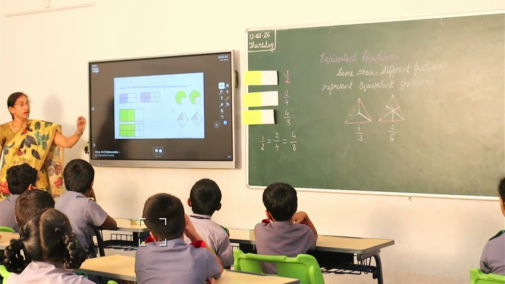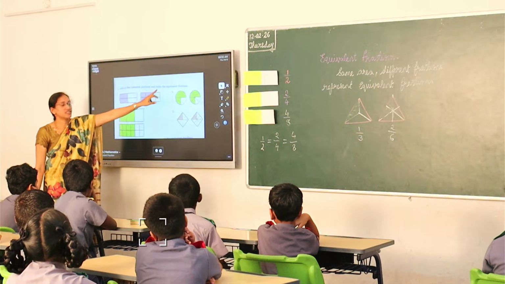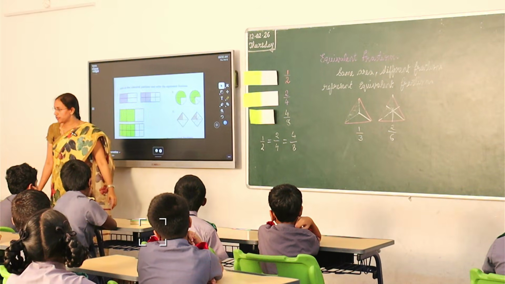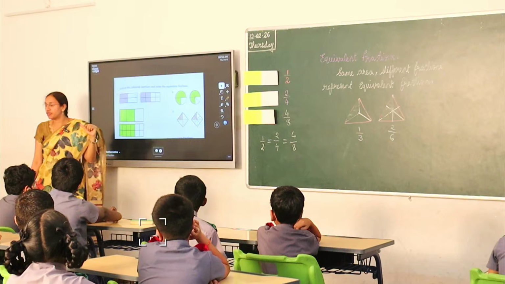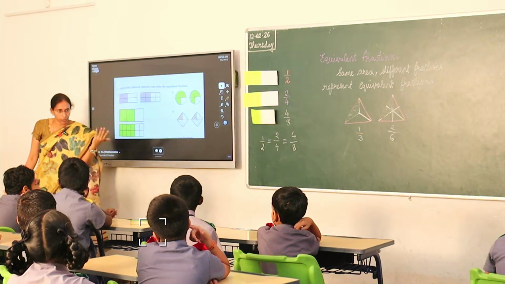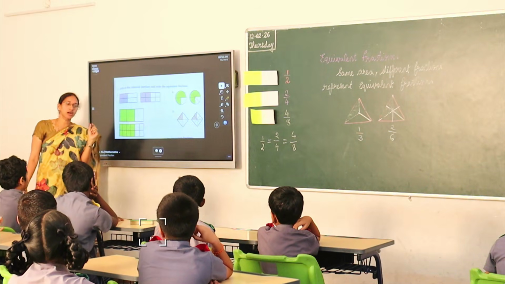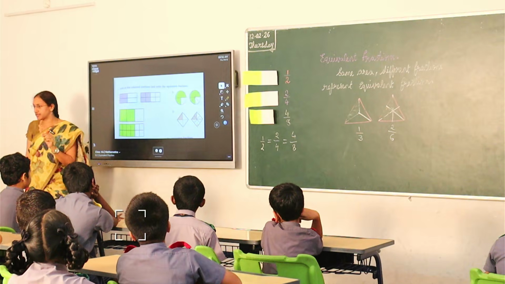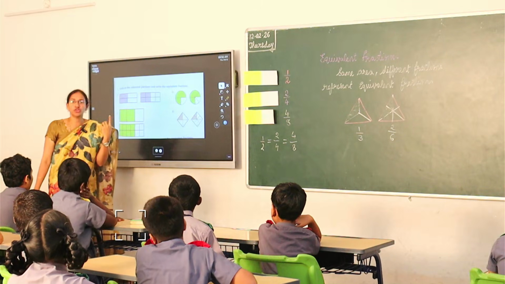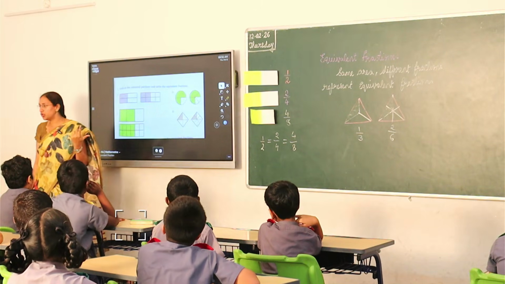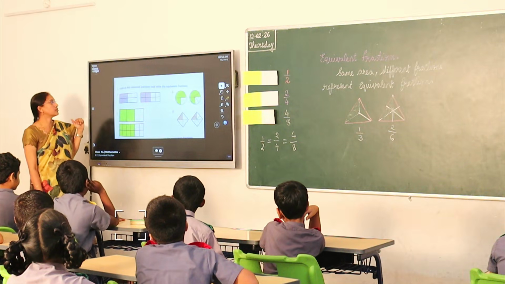See here. Look at the colored portions and write the equivalent fractions. A few figures are given, divided into different equal parts, and a few parts are colored out of those equal parts. You need to write the fraction for the colored part and check whether they are equivalent or not. See the first one, children.